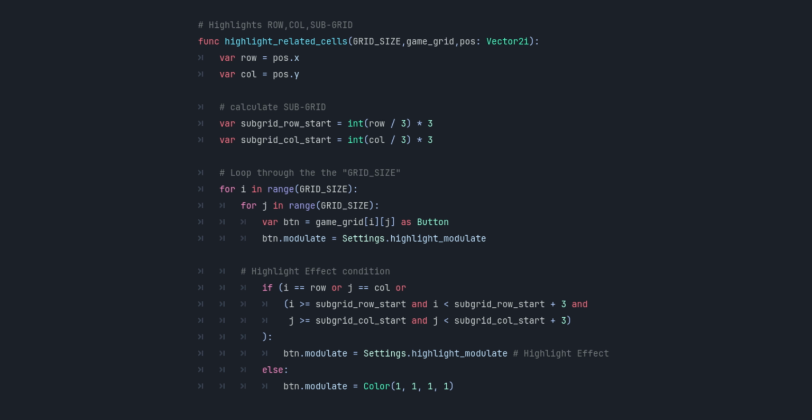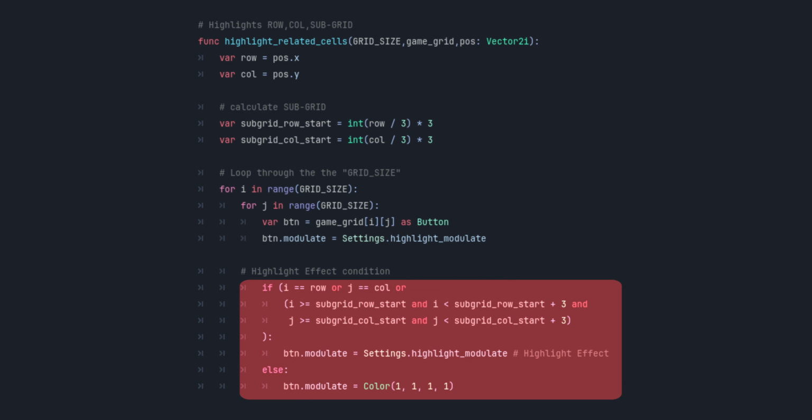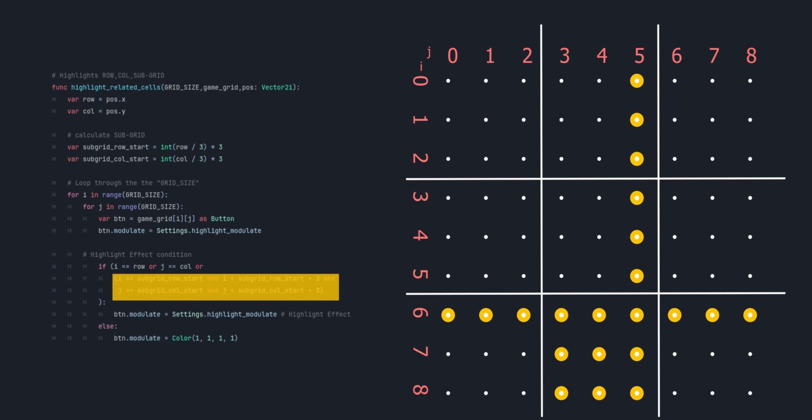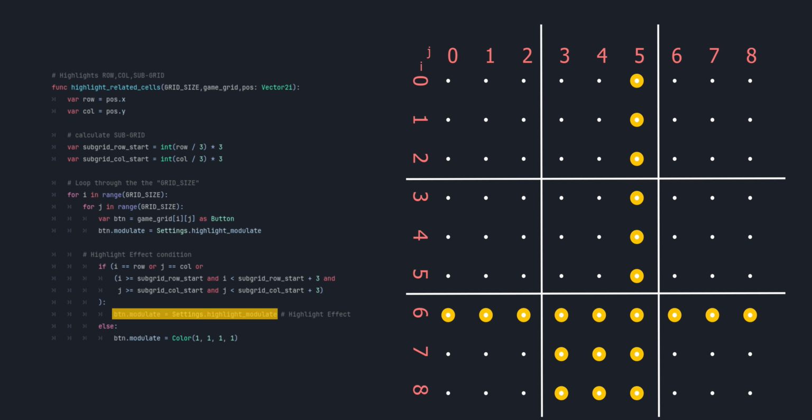Now what is inside the loop? Inside the loop we just throw in an if statement that checks every single cell. If the cell has the same row index as the selected cell's row index, we highlight it. If the column index matches our selected cell's column index, we highlight that, and we already have the subgrid trick ready. Now to highlight, we just apply modulus, which is just a fancy way to say applying visual effects. And there you have it, guys.